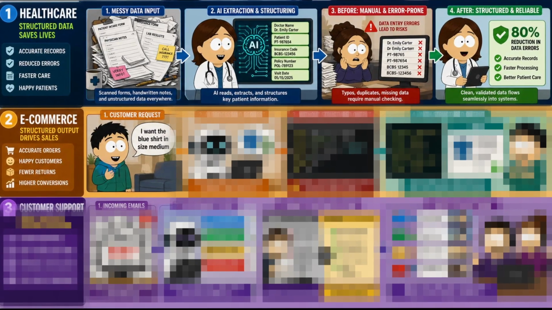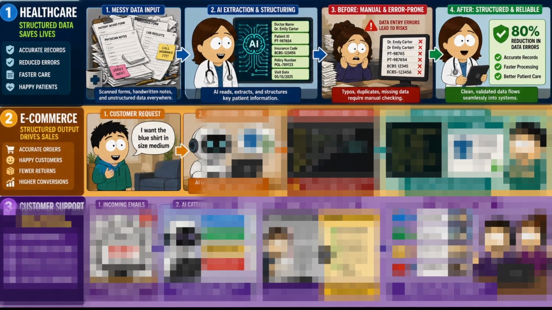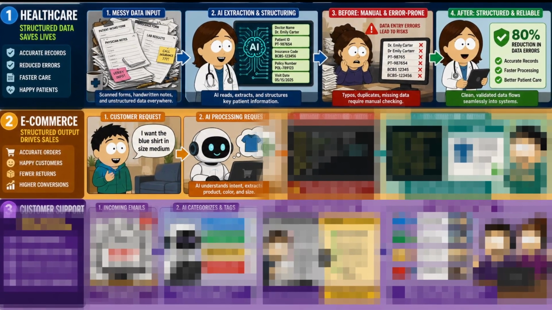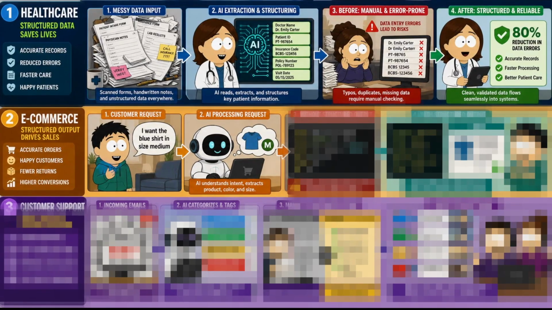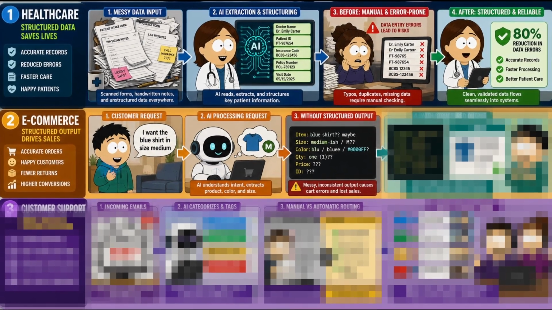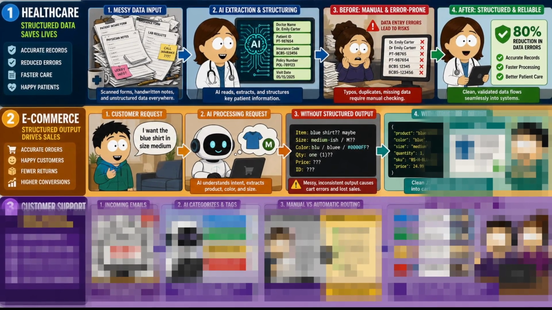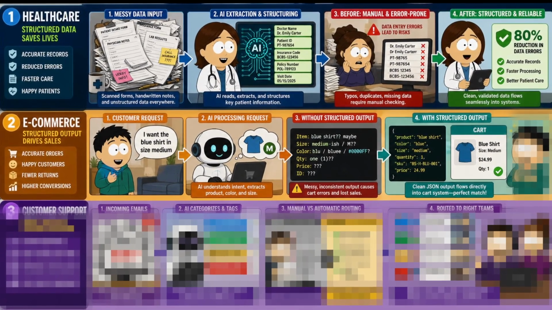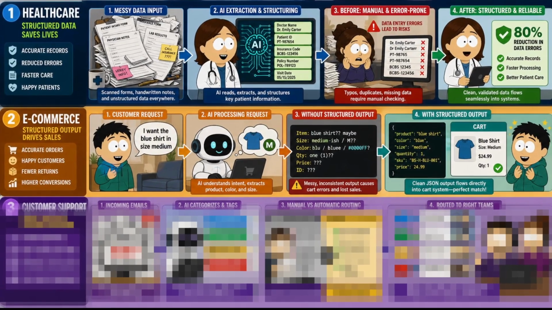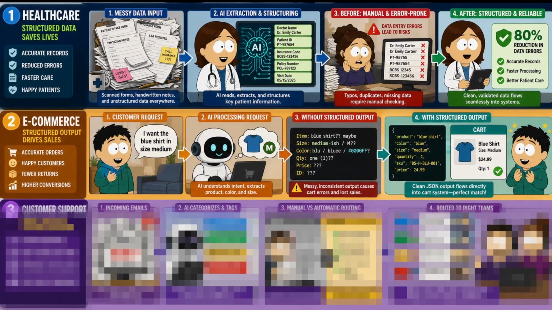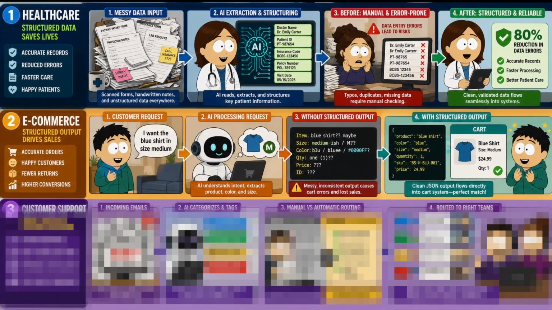Or another example, let's take e-commerce. An online store has a chatbot helping customers. A customer says, I want the blue shirt in a size medium. The chatbot needs to extract product, color and size in the exact format so the cart system can understand it and add the item. Without structure, the chatbot might say the customer wants the blue shirt size medium and the cart system has no idea what to do with that. With structure, it returns the JSON and the cart system knows exactly what to do. The item gets added and it just works.